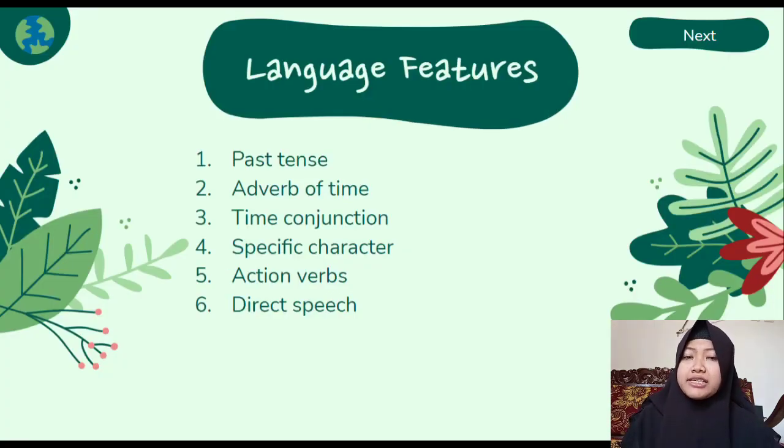So narrative text uses past tense. Do you still remember about past tense? Yes, the pattern is subject and verb 2 and also object. For example, like I killed the old man last night. So we use verb 2, okay?